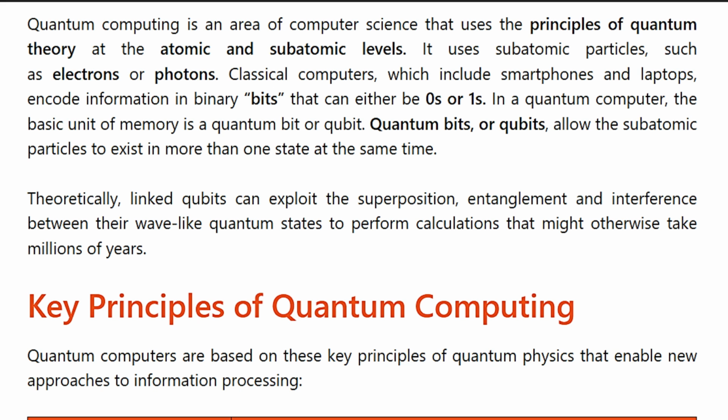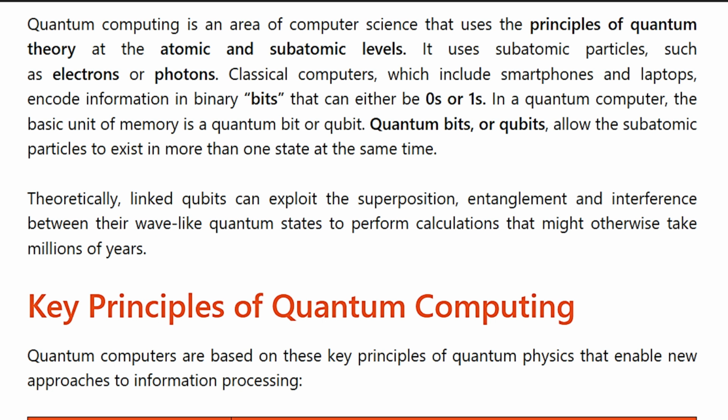Quantum computing is an area of computer science that uses the principles of quantum theory at the atomic and subatomic levels. It uses subatomic particles, such as electrons or photons. Classical computers, which include smartphones and laptops, encode information in binary bits that can either be zeros or ones.